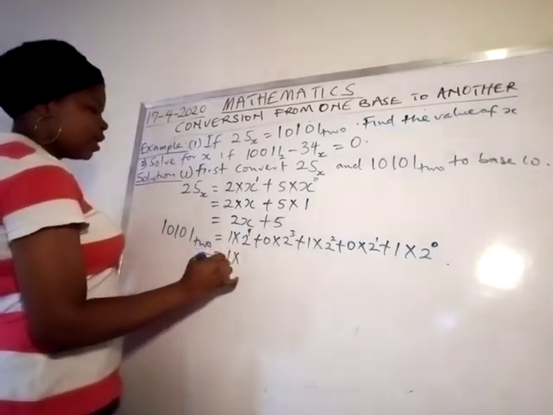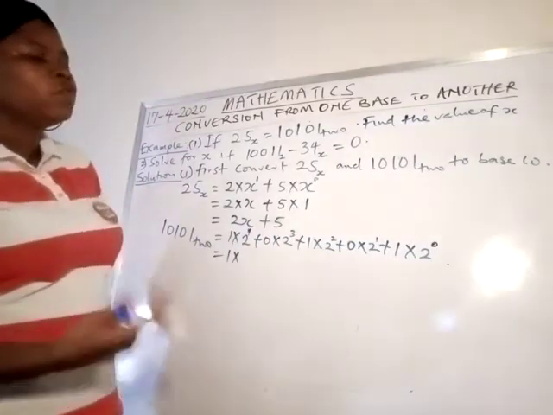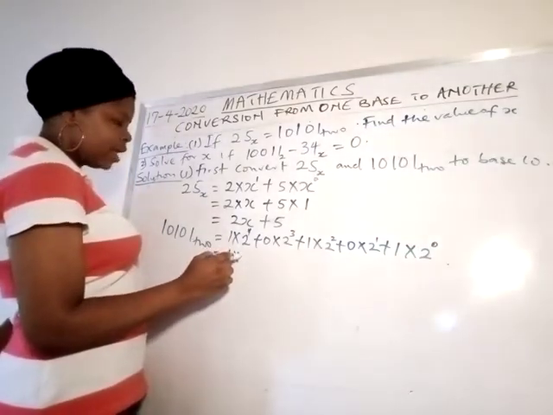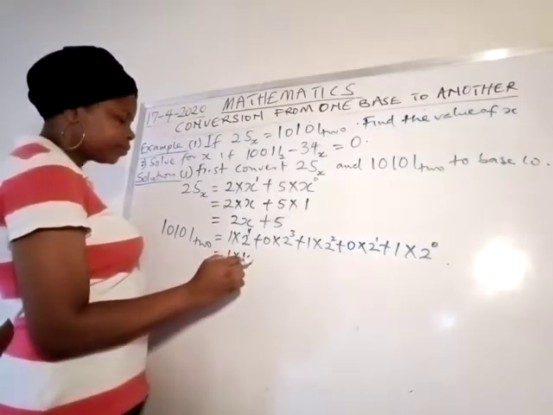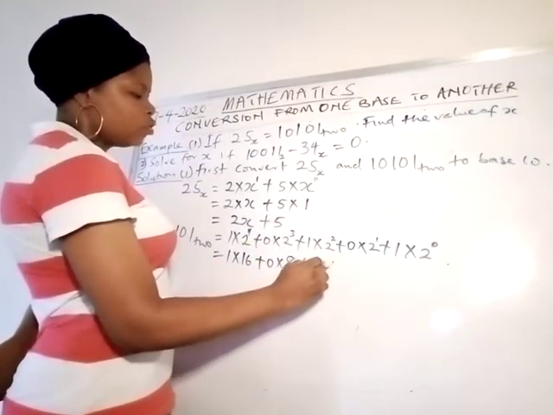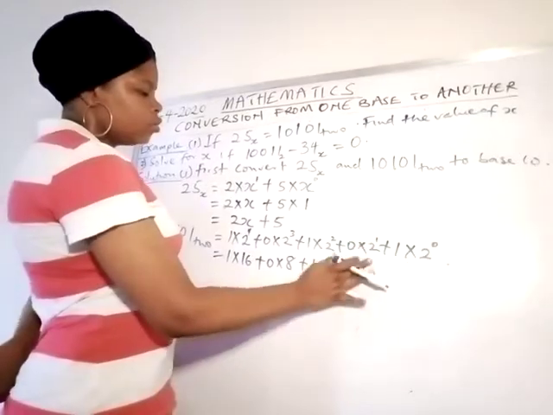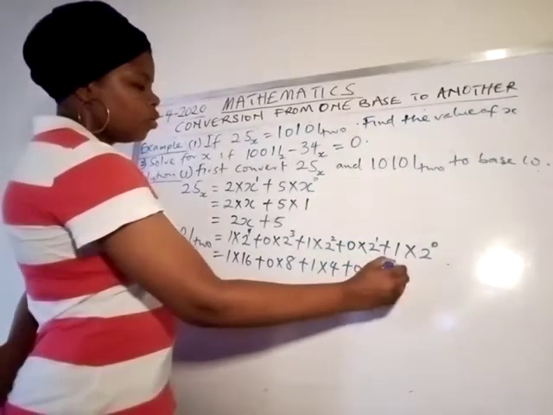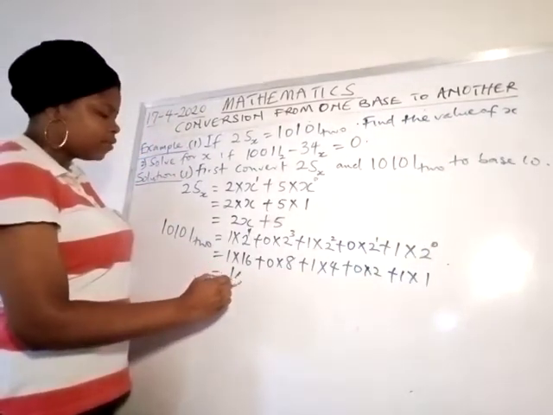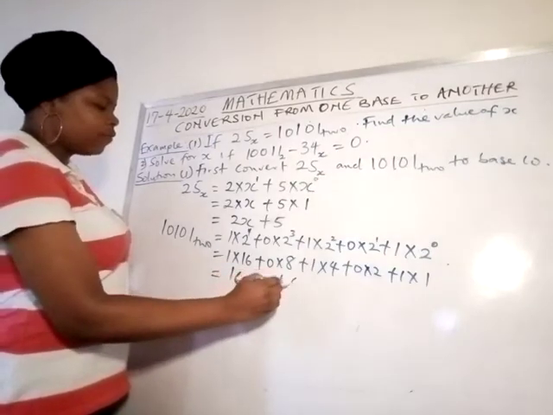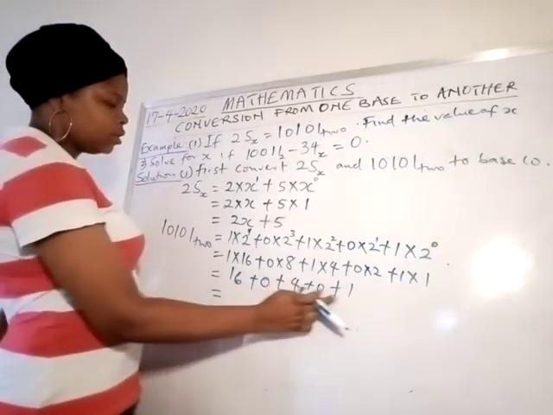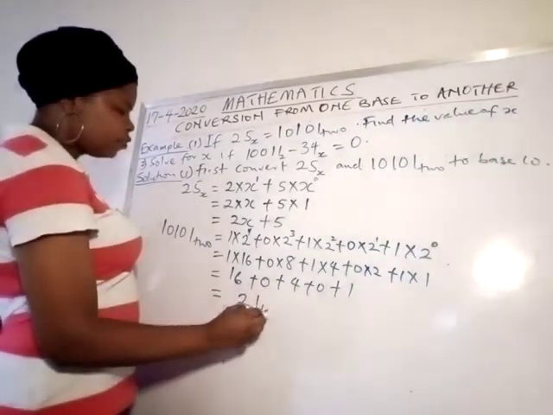So I have 1 times 2 raised to power 4, which means 2 times 2 times 2 times 2. Multiply 2 four times. So that is what? 16. Plus 0 times 2 raised to power 3 is 8. 2 raised to power 2 is 4. 2 raised to power 1 is 2. 2 raised to power 0 is 1. So the next thing we have is 1 times 16. We have 16 plus 0 plus 4 plus 0 plus 1. So we add it together. This plus this, that's 20. Plus this, that's what? 21. So we have 21 base 10.